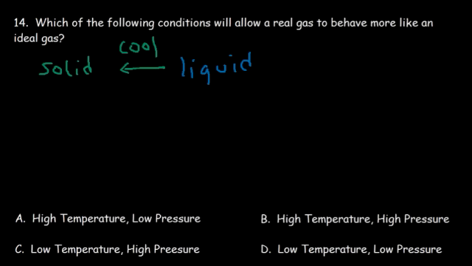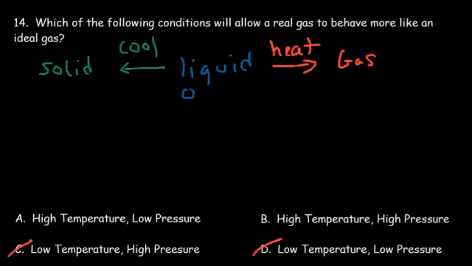And so low temperatures do not favor the formation of gases. But what's going to happen if we heat the liquid? Let's say if you were to boil water. Water is going to vaporize into steam, and so it's going to turn into a gas. As you can see, high temperatures favor the formation of a gas, so therefore a real gas will behave like an ideal gas at high temperature. So we can eliminate answer choice C and D.